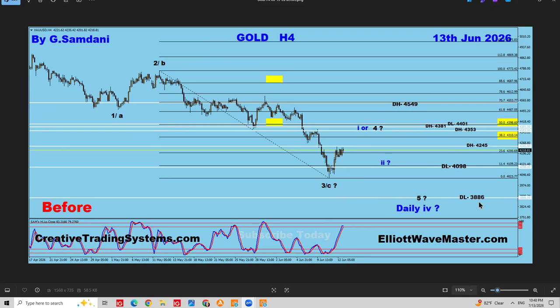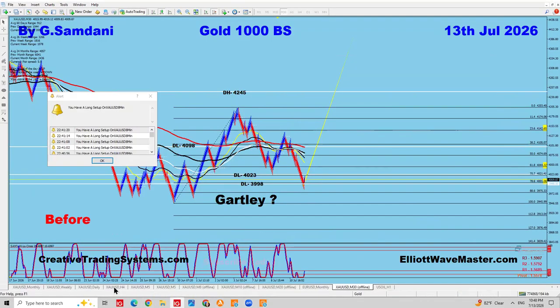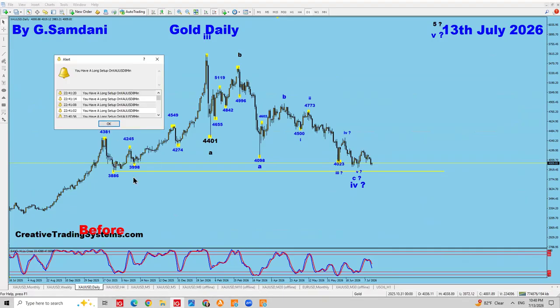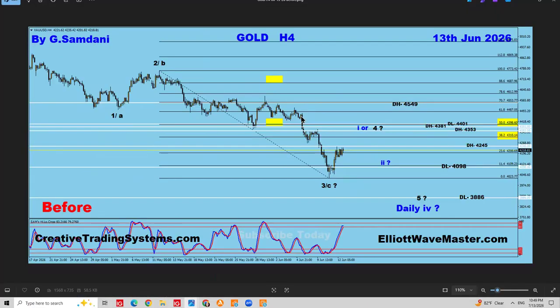This is the very nice area, 3886. Let me show you where that is. 3886 is on a daily chart. I was looking at this number, 3886, right? So 3988, 3886. I said, well, we're probably going to come into one of these areas, finish wave 5, and then we will go up 1, 2, 3 to the upside.